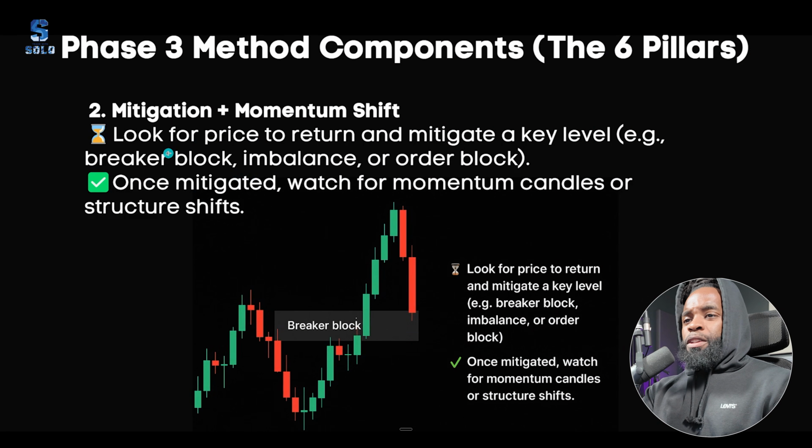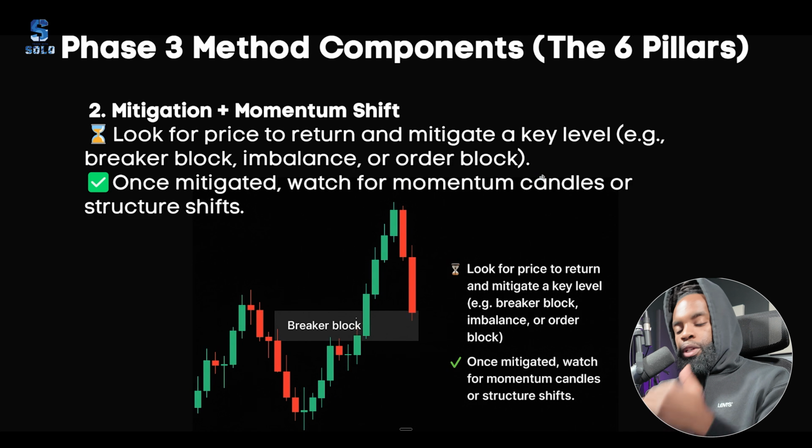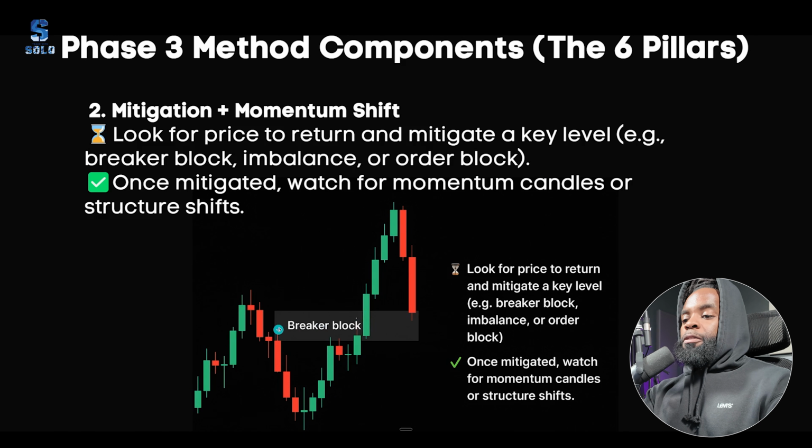Now, the next part we have to talk about is mitigation and momentum shift. You want to look for price to return and mitigate a key level, known as a breaker block, imbalance, order blocks, major key levels, institutional levels. The list goes on. Let's say right here is our breaker block, our order block, our fair value gap, our imbalance area, whatever it is you guys want to look at for structure, it has to mitigate this area.